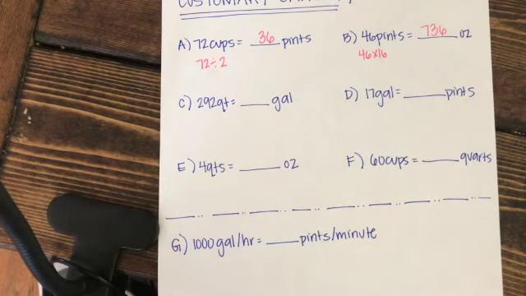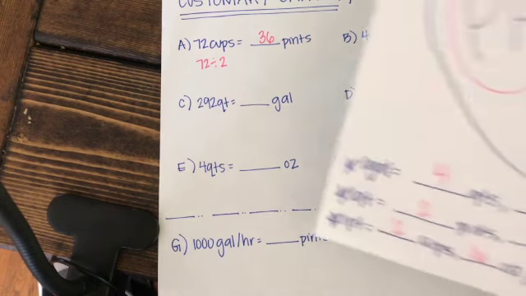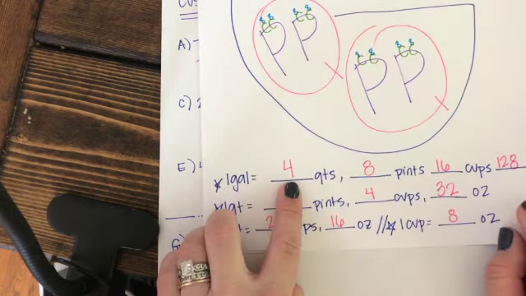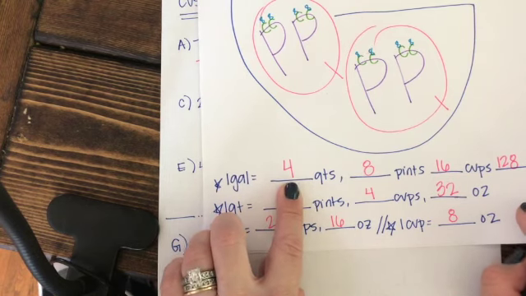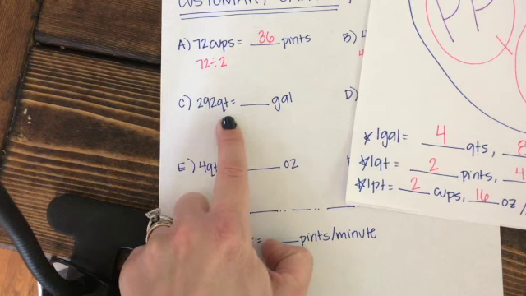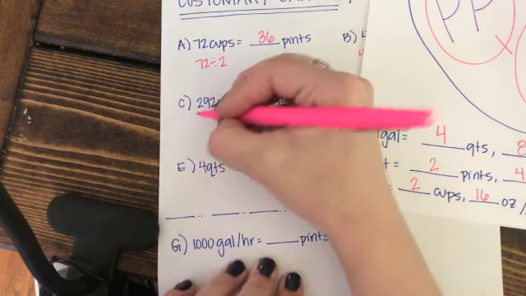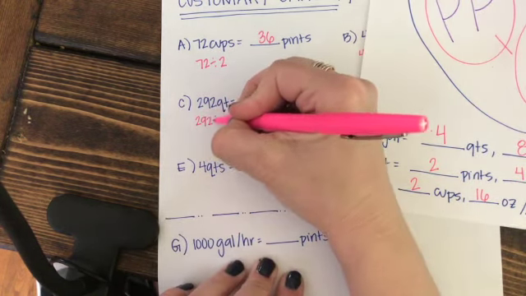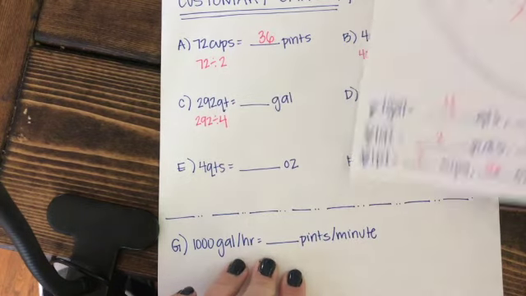Letter C, we have 292 quarts is how many gallons? So 1 gallon is 4 quarts. So if I have 292 quarts, how many groups of 4 could I make? So 292 divided by 4, right?